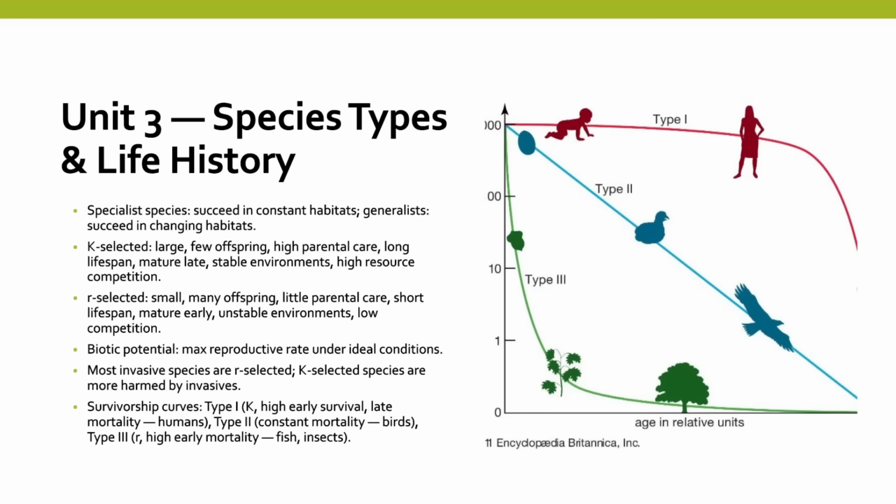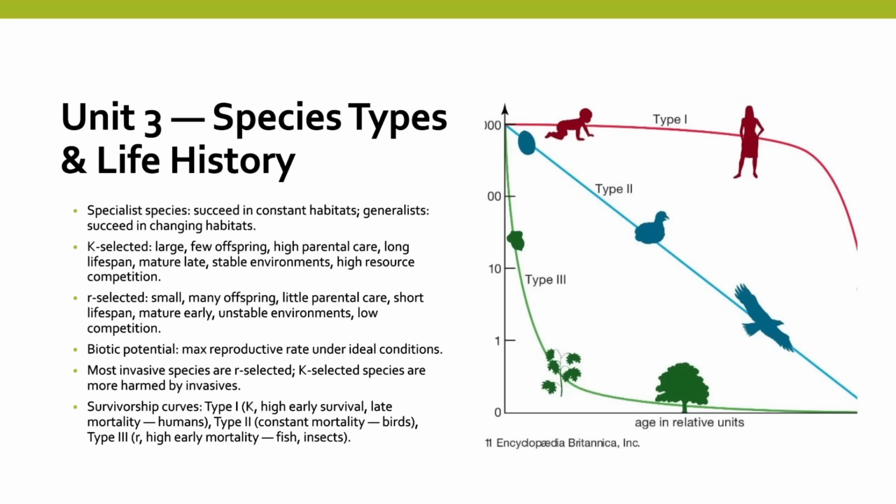On to Unit 3. K-selected species are large, few offspring, high parental care, long lifespans, stable environments. Think elephants, humans, stuff like that. R-selected species are small, have tons of offspring, little care, short lifespans, stuff like insects, frogs, weeds. Most invasive species are R-selected.